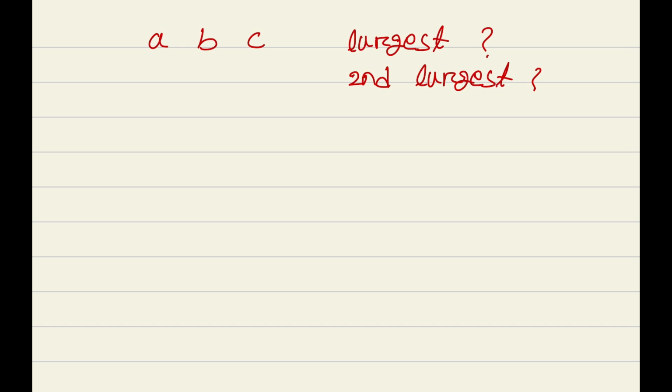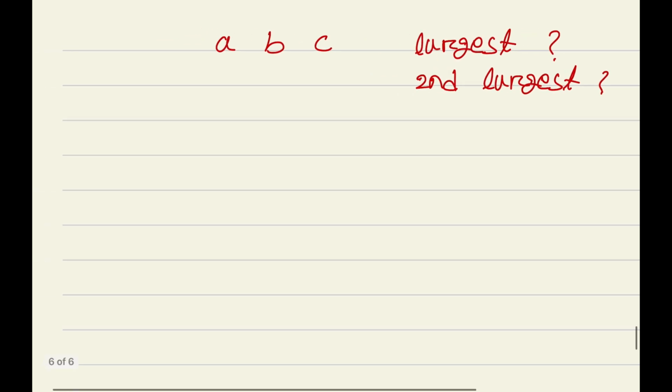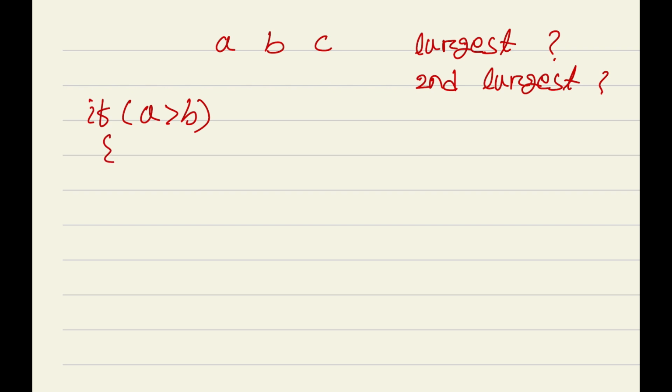So first here we can compare A with B. For that we can write if A greater than B. That means when this A greater than B is true, the value of A is greater than B, we need to compare the value of A, the larger one, with C. So here we can write if A greater than C. So it means this one is true.